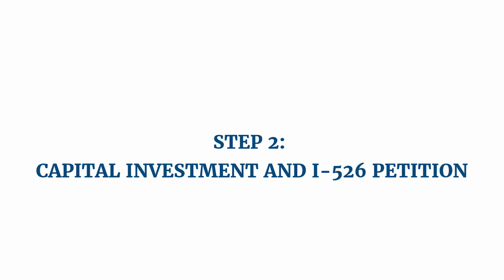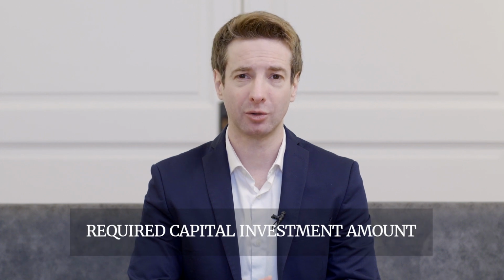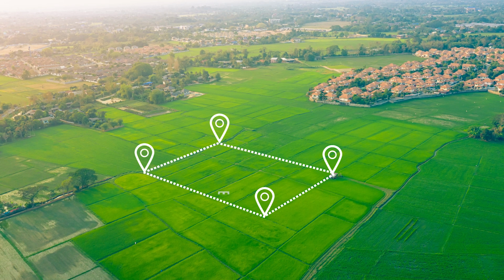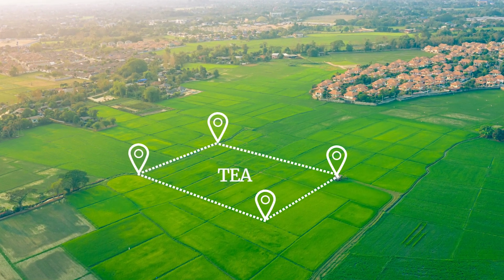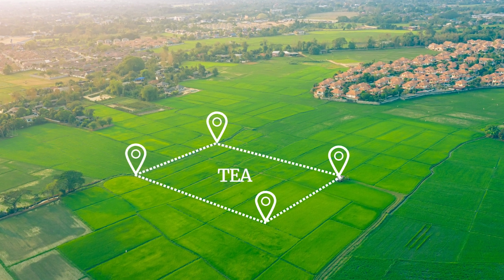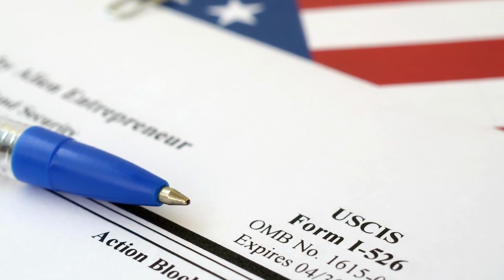Step 2. Capital investment and I-526 petition. After choosing a project to invest in, the applicants must make the required capital investment amount in the project that they have chosen. The investment must be $1,050,000, or $800,000 if the project is situated in a targeted employment area. These investments are often made into an escrow account. Then, an immigration attorney provides proof of this investment by filing an I-526 petition with the USCIS.